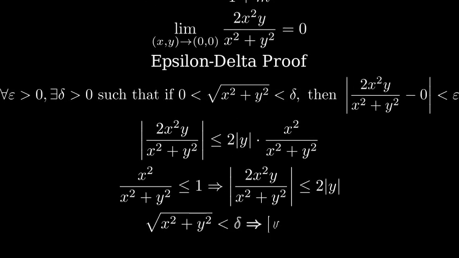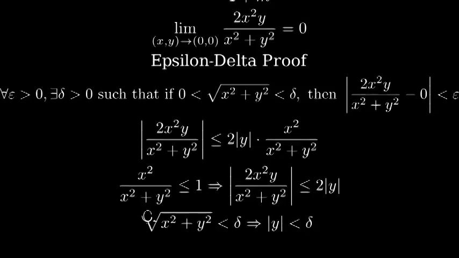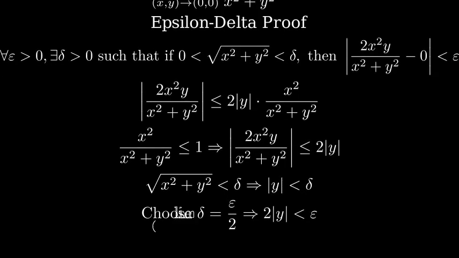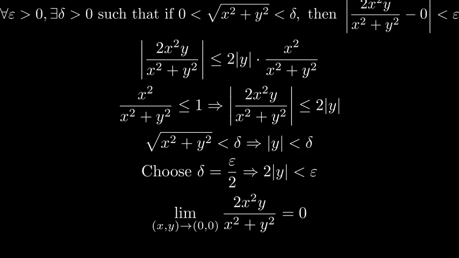If the distance from (x, y) to the origin is less than delta, then the absolute value of y is also less than delta. So if we choose delta to be epsilon divided by 2, then 2 times the absolute value of y is less than epsilon, which completes our proof. Thus, the limit of the function as (x, y) approaches the origin is indeed 0.